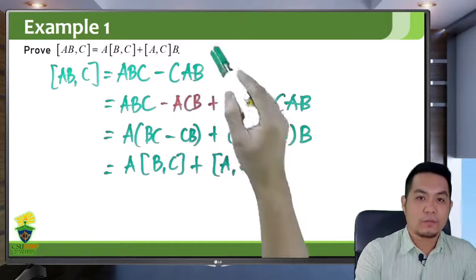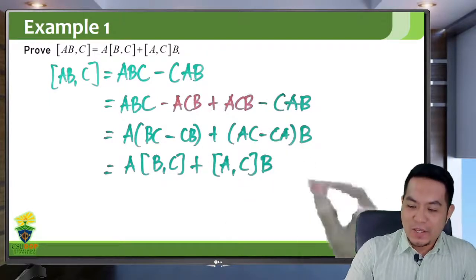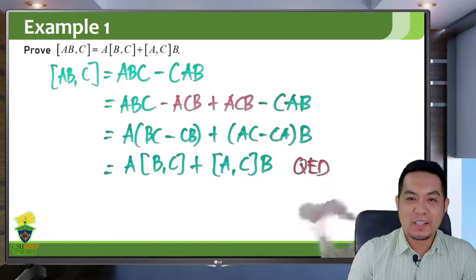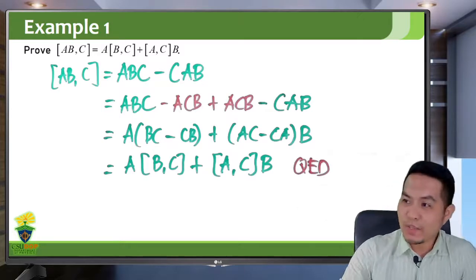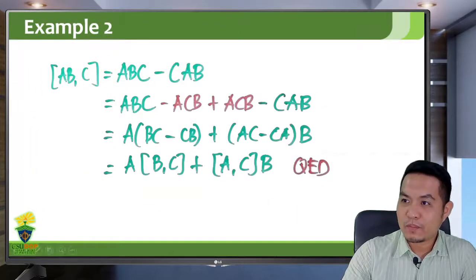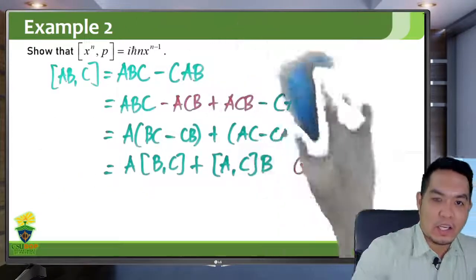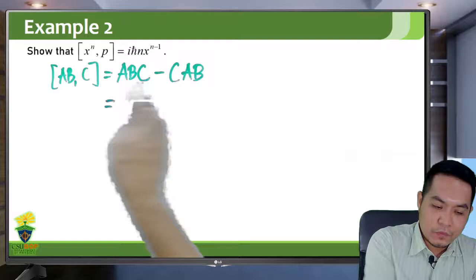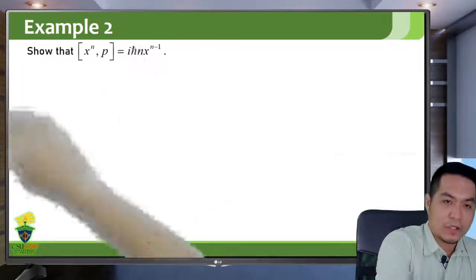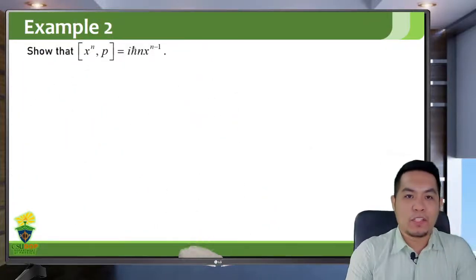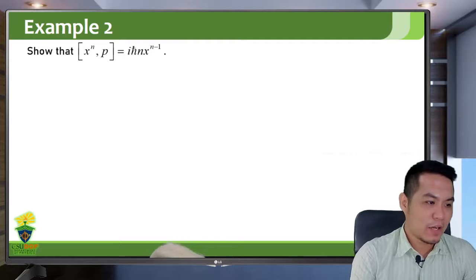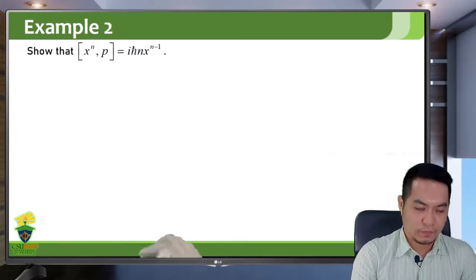Okay, quite easily done. QED. Next example. Show that the commutation relation of the position operator raised to the power of n and the momentum is i h bar n x to the n minus 1.